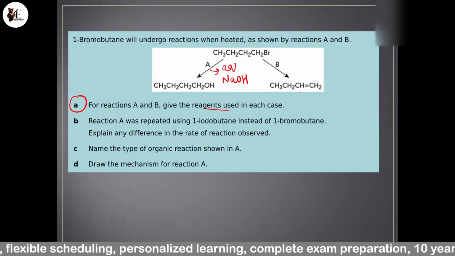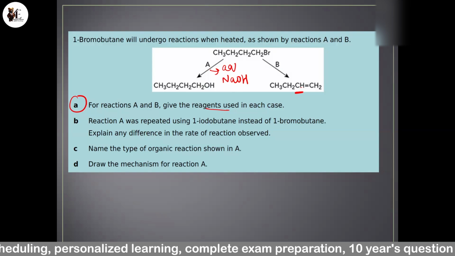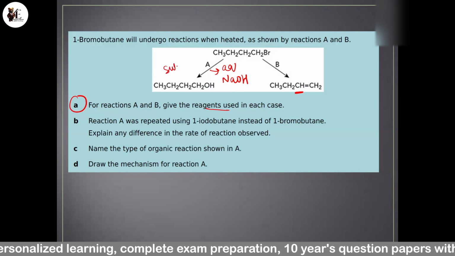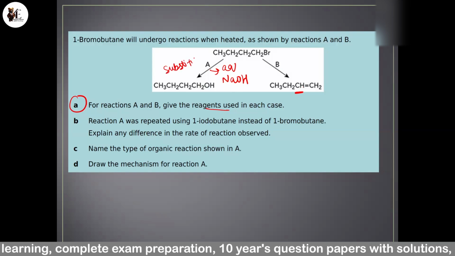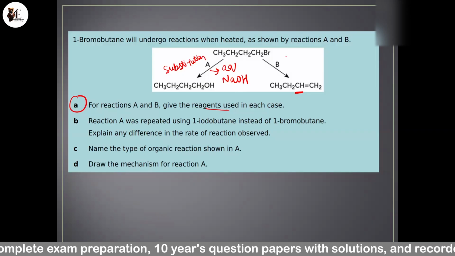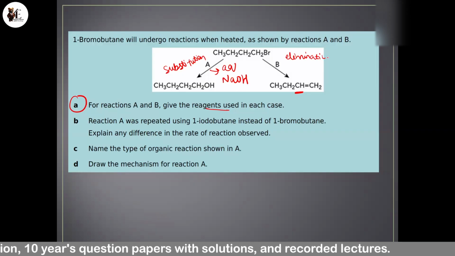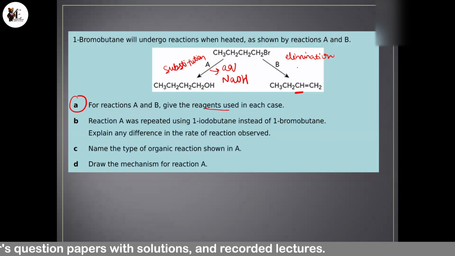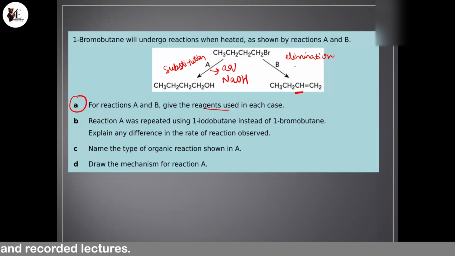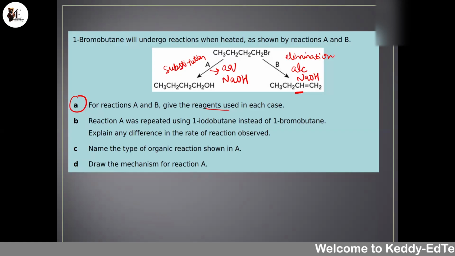And in B part, an alkene is forming. So it is an elimination reaction. This is your substitution reaction, and this is your elimination reaction. So which reagent are you using in B part? You would use a strong base in alcoholic solution. So I can write alcoholic NaOH or KOH, anything. Okay.